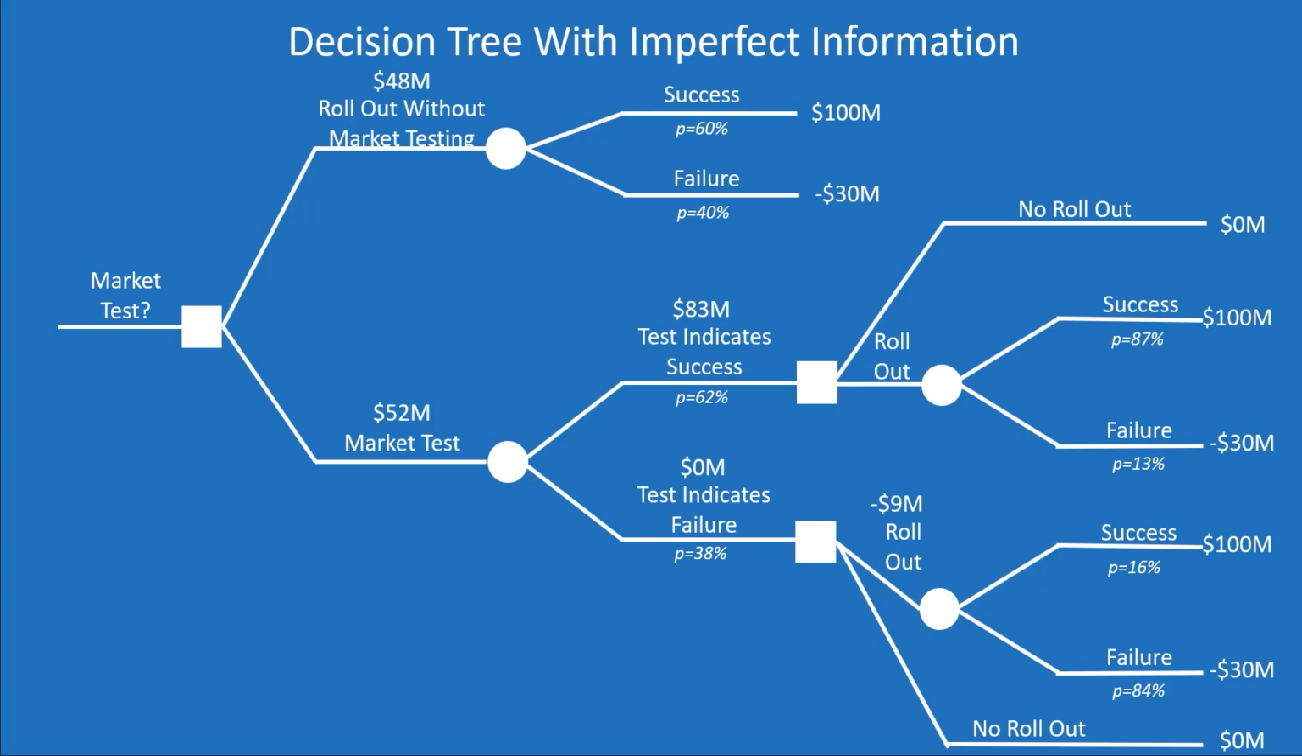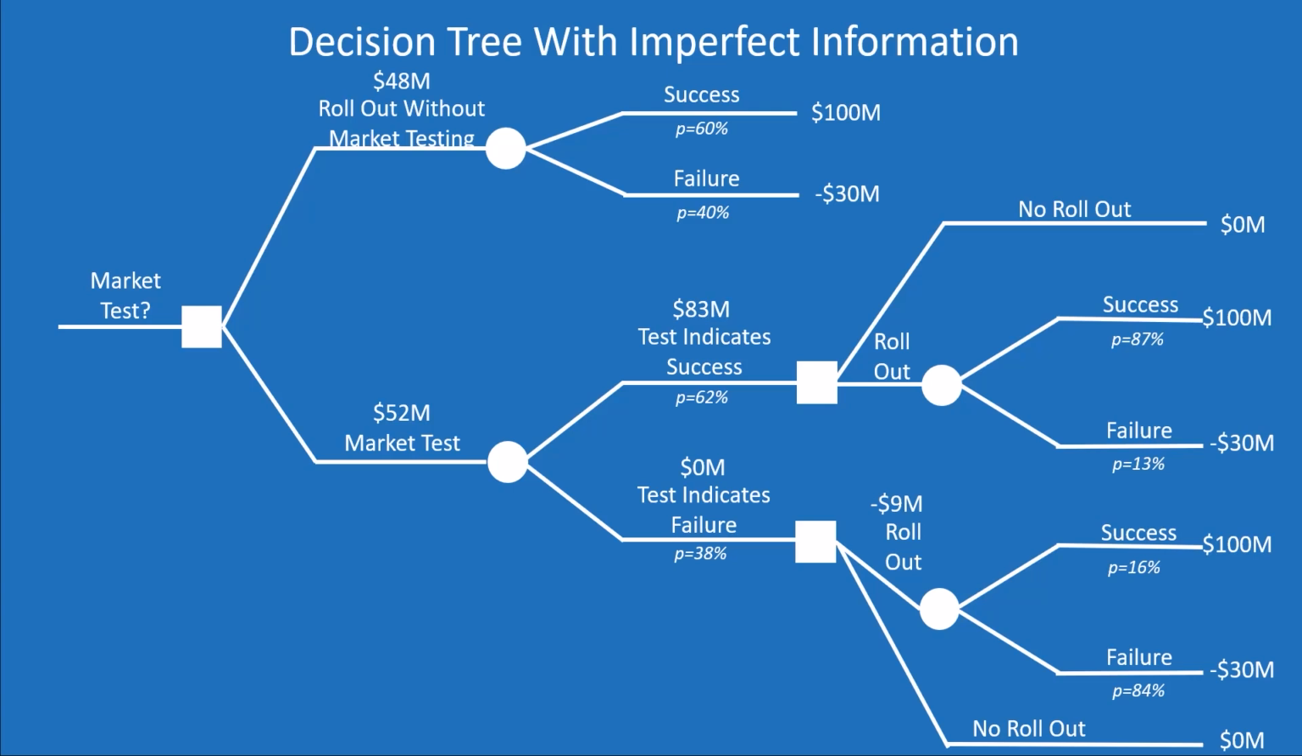We start with the leaves of the tree on the right side of the diagram. A successful product has a net present value of $100 million and a failure cost of $30 million. Expected value is calculated as the weighted average of possible outcomes. At the top of the tree, in other words, we roll out the product without a market test. There is a 60% probability of a $100 million success and a 40% probability of a $30 million loss. The expected value is calculated as 60% times 100 million plus 40% times minus 30 million, which equals 48 million.